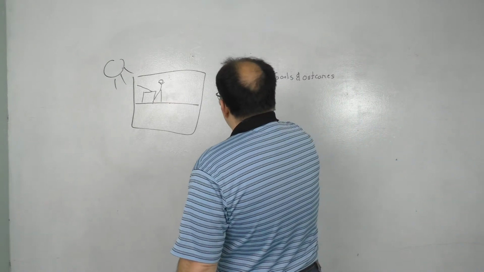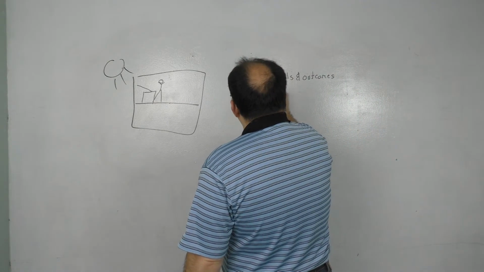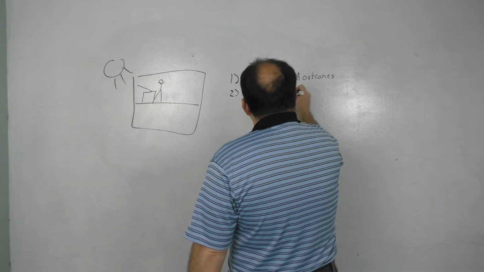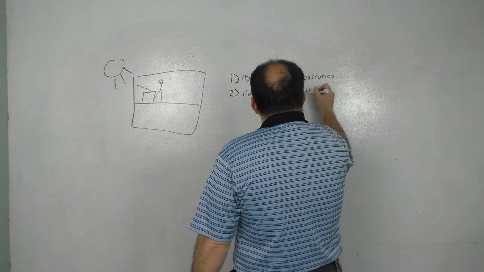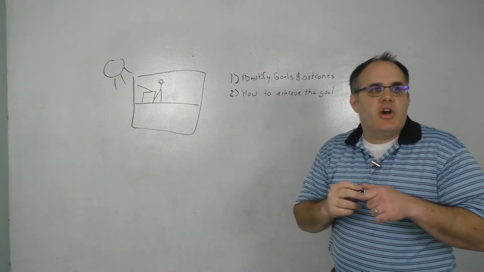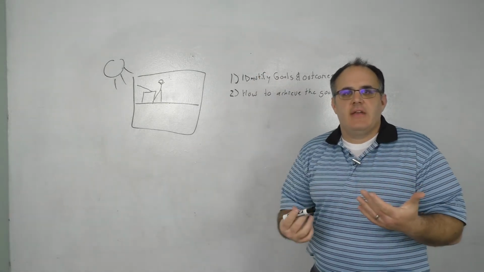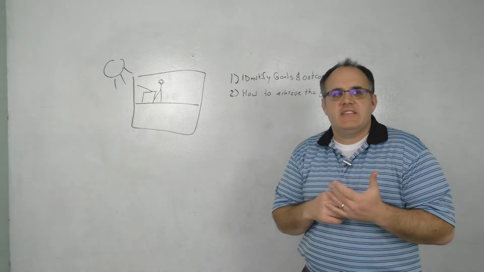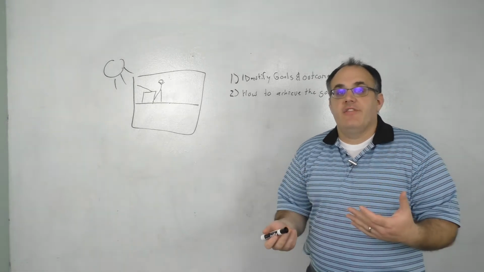All right, number 2, identify the ways to achieve the goal. So this is how to achieve the goal. Okay? So how do we go about achieving this goal? This is where you're going to sit down by yourself.